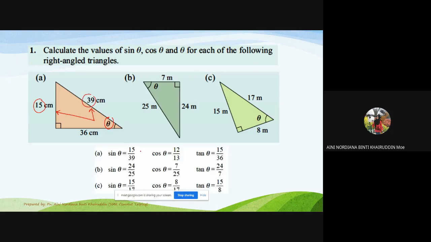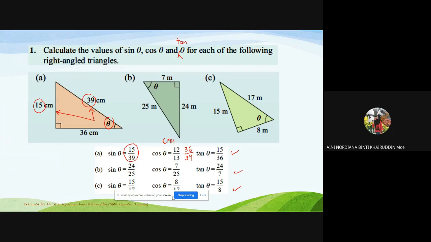So sin theta is 15 over 39. For cos, this is char. So 12 over 13 is actually 36 over 39. So you have to simplify. Okay, same goes to tangent. The question actually left out tangent. Okay, so this is the answer for A, B and C.